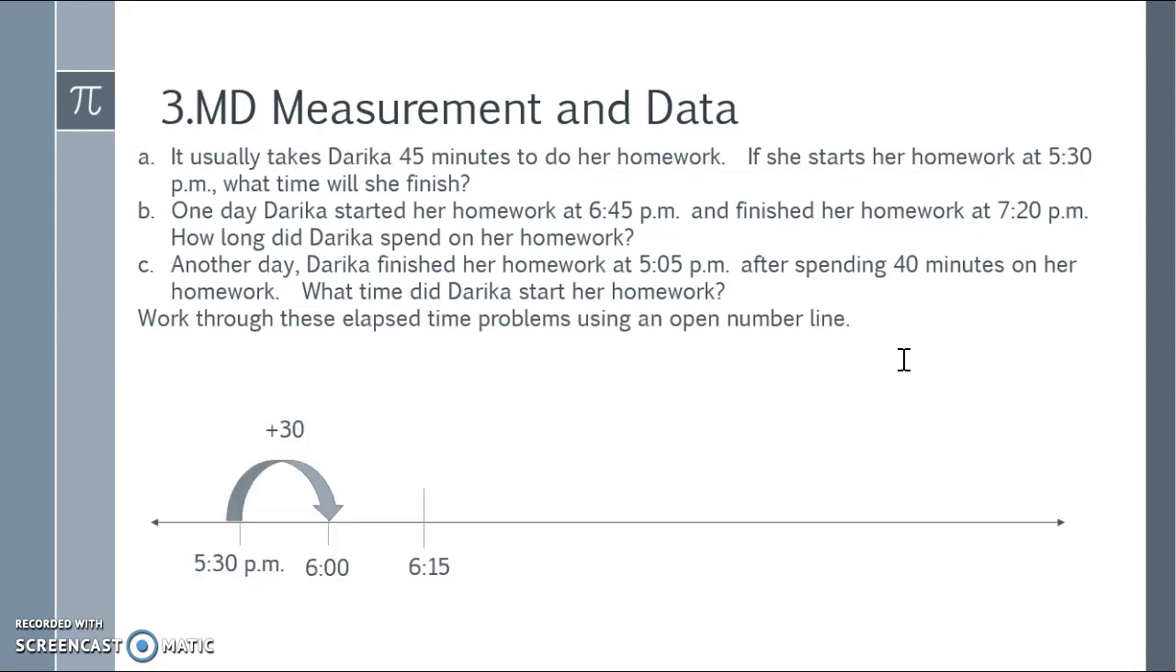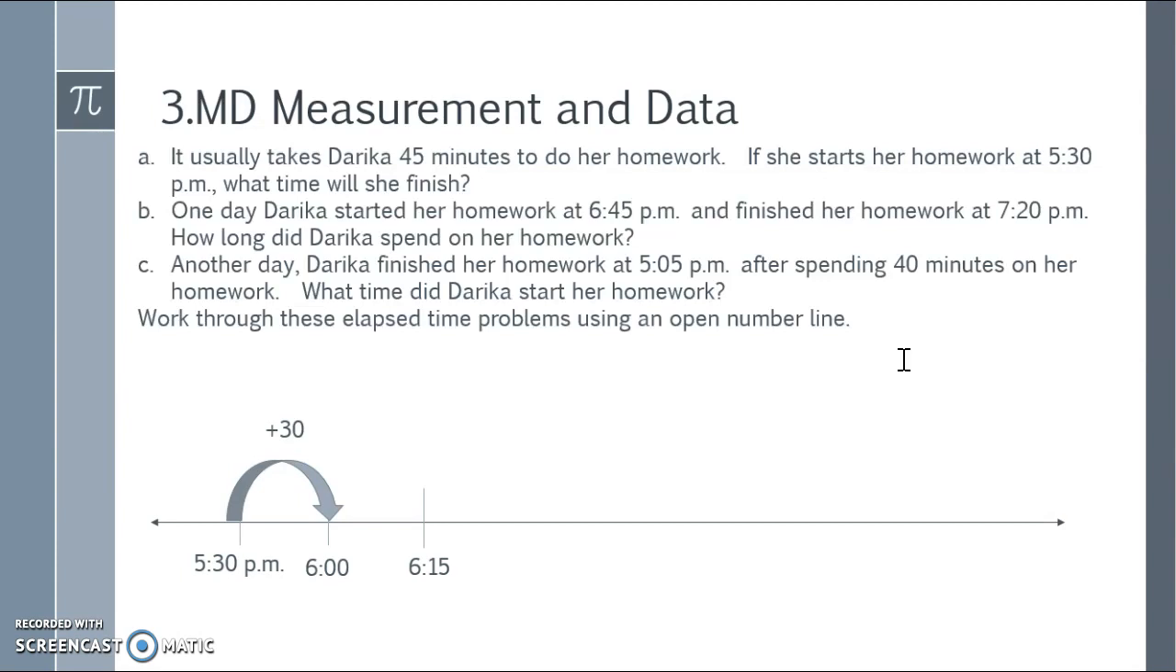So when I look at the first one, it takes Derica 45 minutes to do her homework. She started her homework at 5:30 p.m. So I start my open number line. Recall that an open number line doesn't have tick marks listed. We create them as we need them to kind of keep track of where we're going.